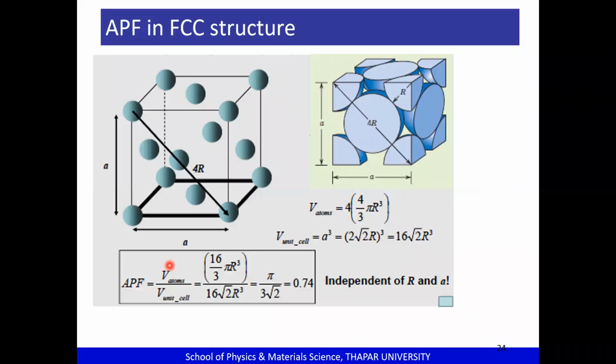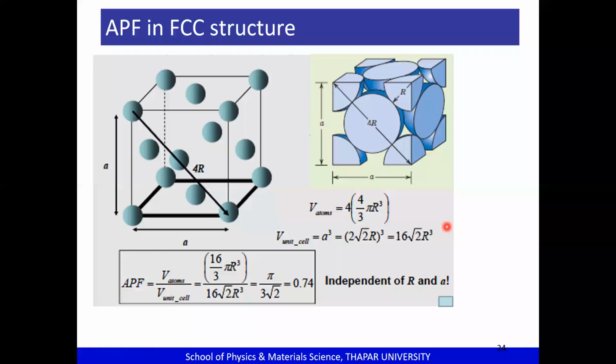In the last class, we also understood the APF for an FCC unit cell. If you go back to the definition of APF, it's a ratio of the volume of atoms within the unit cell to the total volume of the unit cell. Since it's a cube, the total volume of the unit cell will be V equal to a cube. If you substitute for a in terms of r, which is 2 under root 2 r, you end up with the volume of the unit cell as 16 under root 2 r cube.